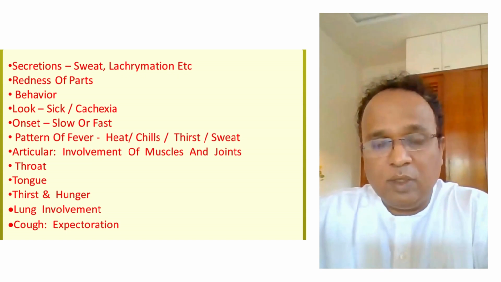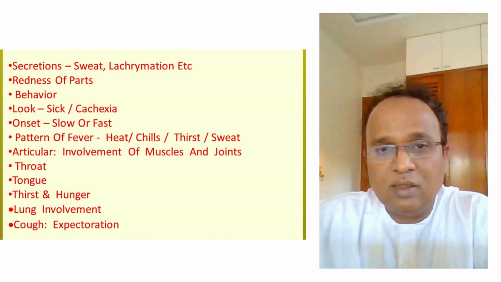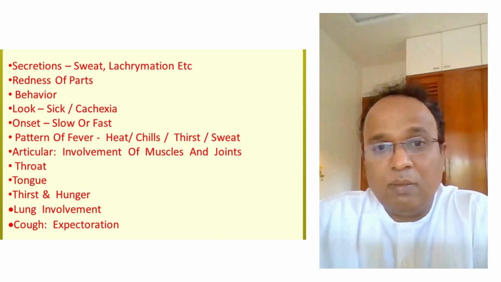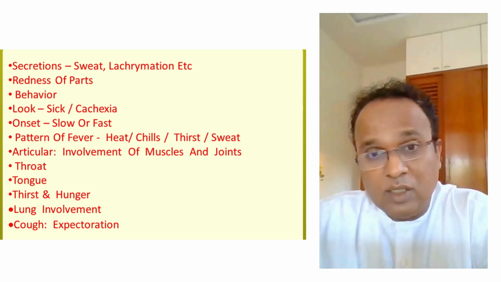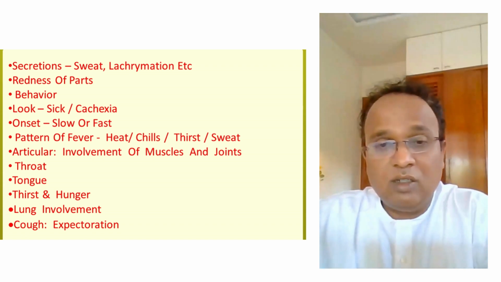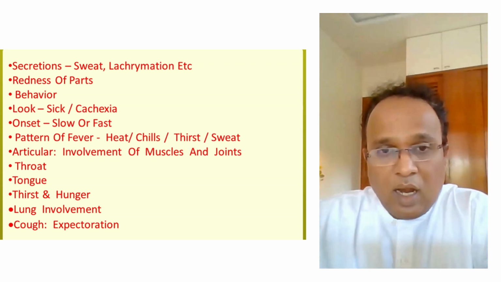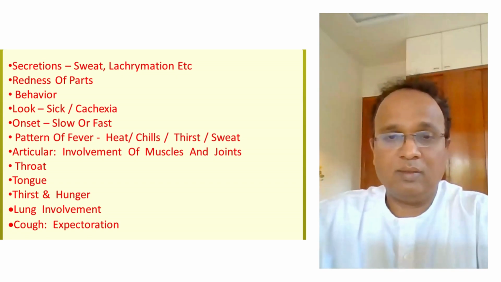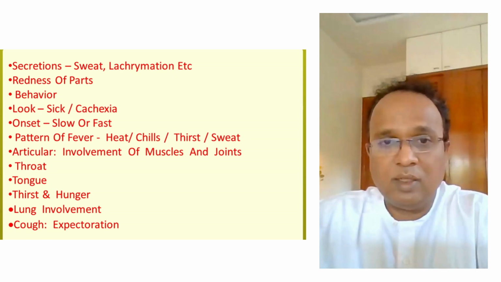Before going to the peculiars, please try and understand his more important generals. For example, how the fever started, the pattern of the fever. Were there stages that followed each other, or was it directly the stage of chills, and the heat surpassed it, and it was directly in the sweat stage? Which stage was predominant? And is there any peculiar concomitant in the stage of fever? The concomitants play a very important role in your prescribing.